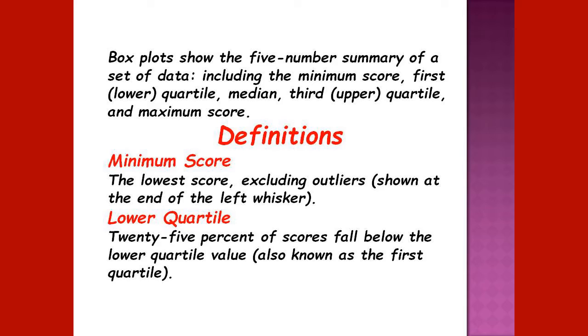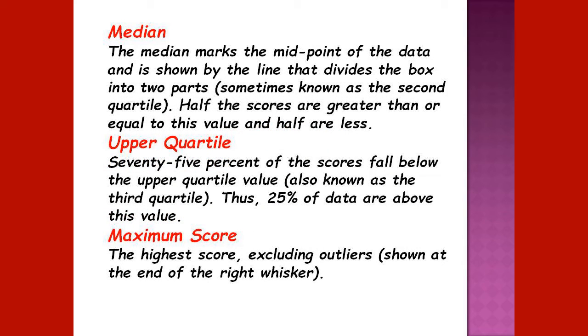Minimum score, the lowest score excluding the outliers, will show at the end of the whisker on the left side. Lower quartile, 25% of scores fall below the lower quartile value, so it is also known as first quartile. Median, the median marks the midpoint of the data and is shown by the line that divides the box into two parts. Half the scores are greater than or equal to this value and half are less.